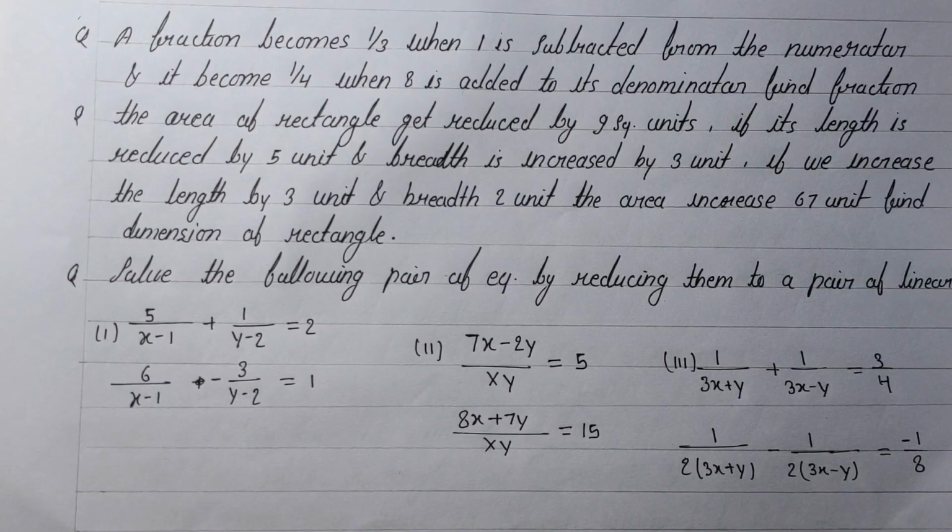Next, the area of a rectangle gets reduced by 9 square units if its length is reduced by 5 units and breadth is increased by 3 units. If we increase the length by 3 units and breadth by 2 units, the area increases by 67 square units. Find the dimensions of the rectangle.